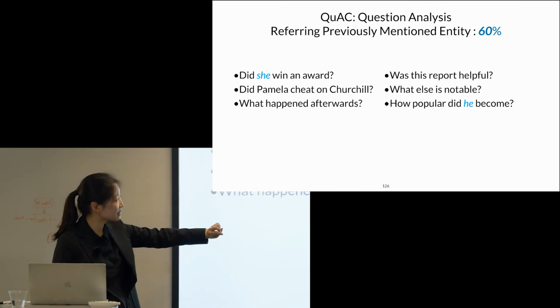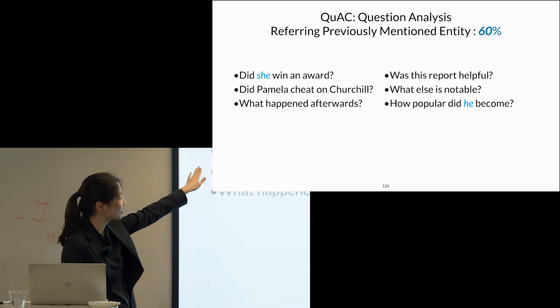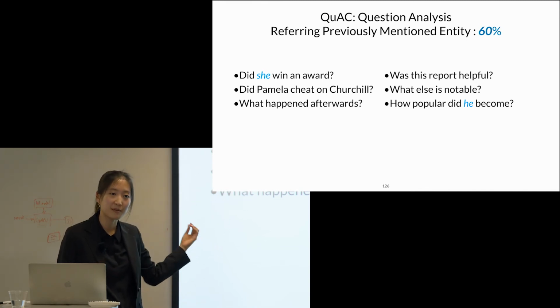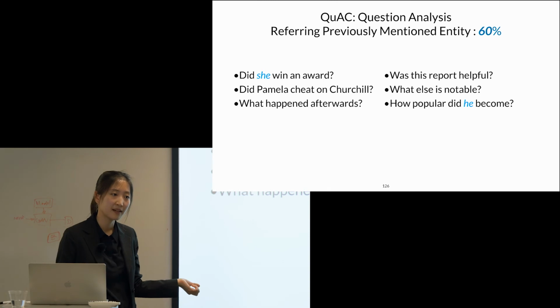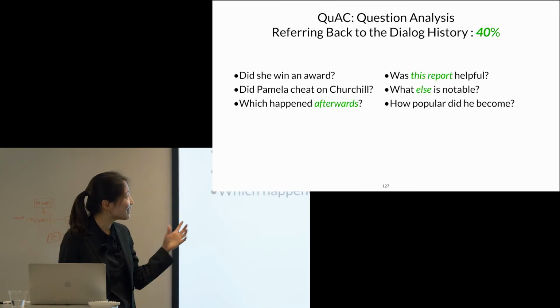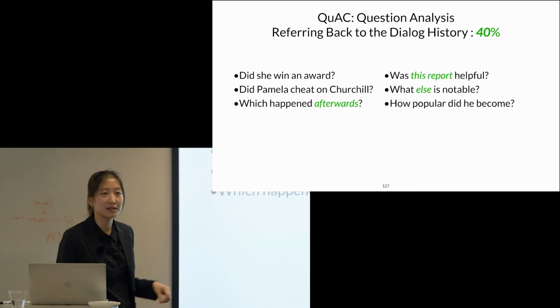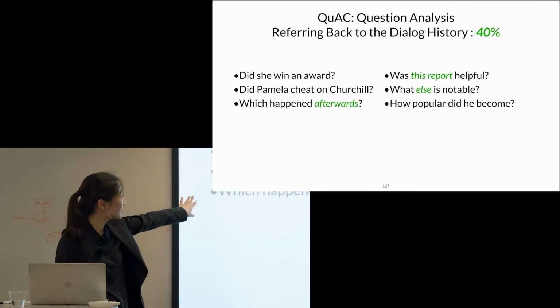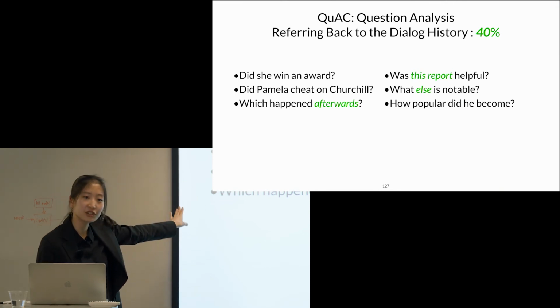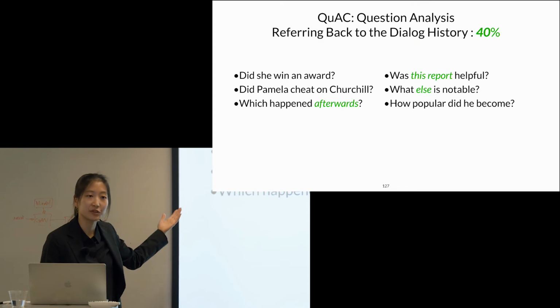To be able to answer these questions, the model must know who she or he is that's referred to, so what kind of entity they are talking about. Another important thing is that the model has to understand the dialogue history as well. Like "what happened afterwards": to answer this question, the model should know what the answer to the previous question was.